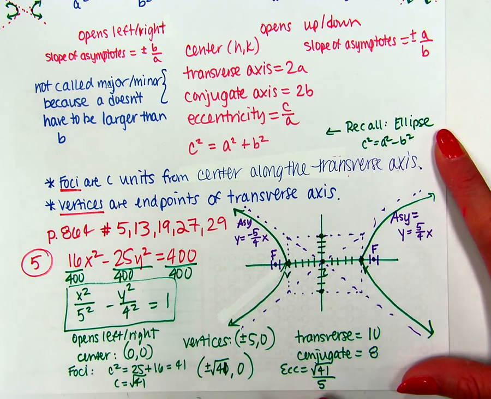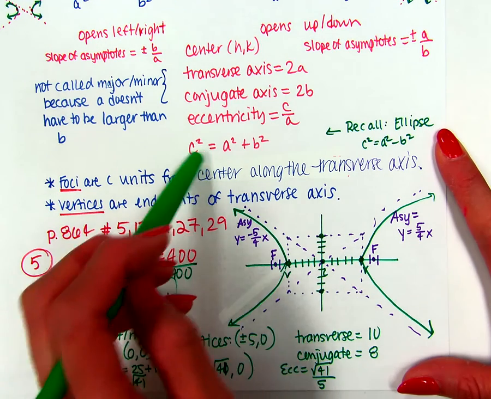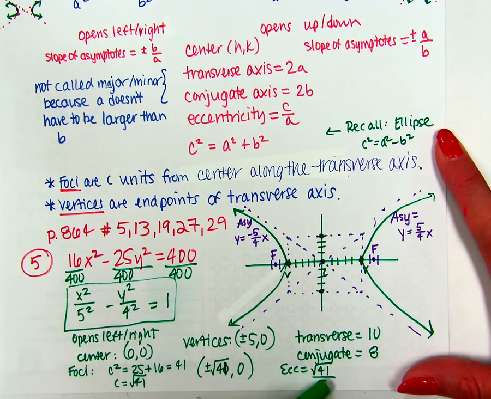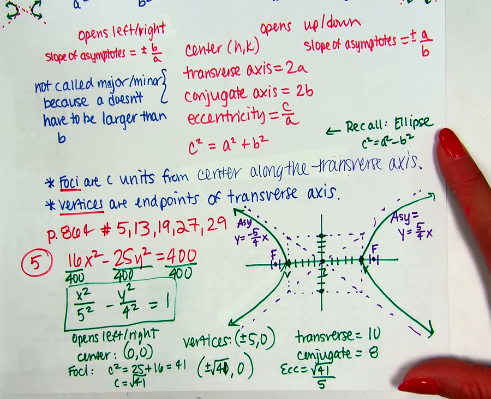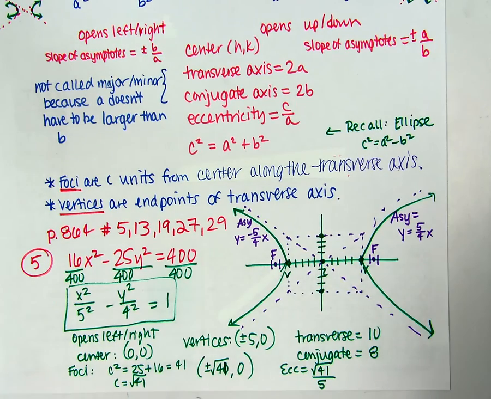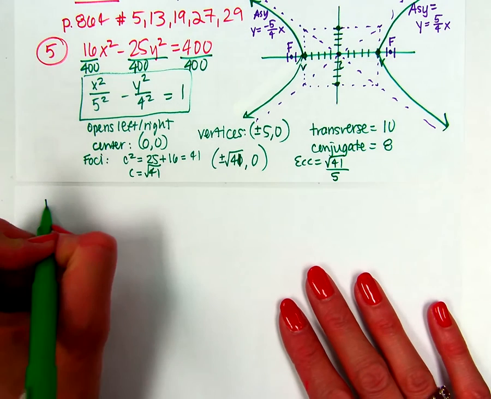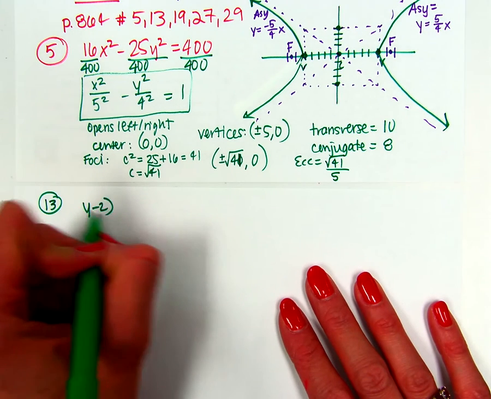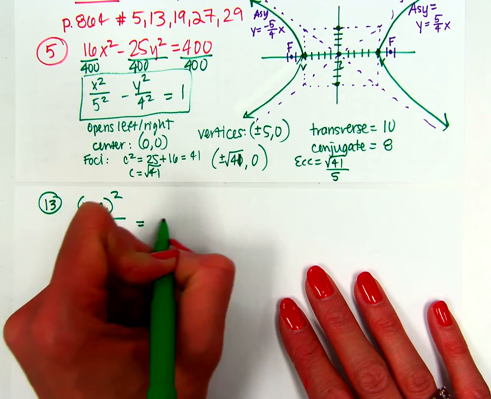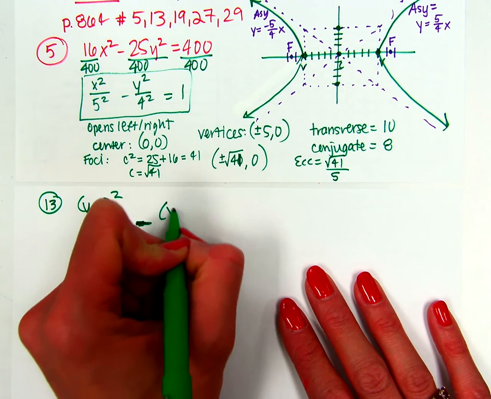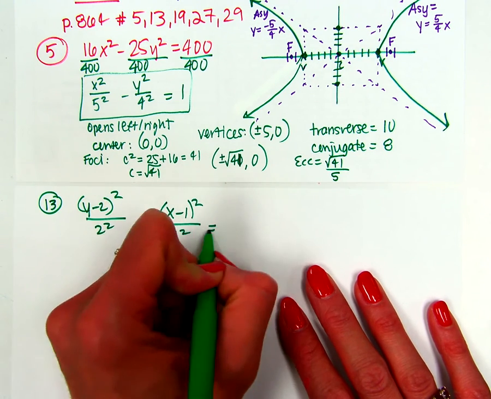All right, now the eccentricity is always going to be greater than 1. Because think of it like c has to be your hypotenuse, right? So that's always going to be larger than that number. All right, so I believe that we found all the things we needed to. All right, we're going to do the next example. So number 13 is pretty much the same problem. It's y minus 2 squared over 2 squared minus x minus 1 squared over 1 squared equals 1.